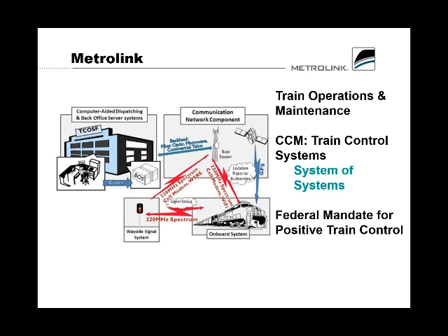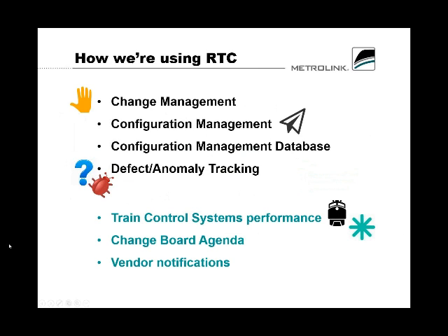It's a system of systems. There's also a federally mandated system required not only for Metrolink, but for other commuter rails and other freight operations throughout the country. Part of that mandate was to include a formalized change in configuration management program. So Metrolink decided to use the Rational platform, and how we're using it is for the standard change in configuration management.